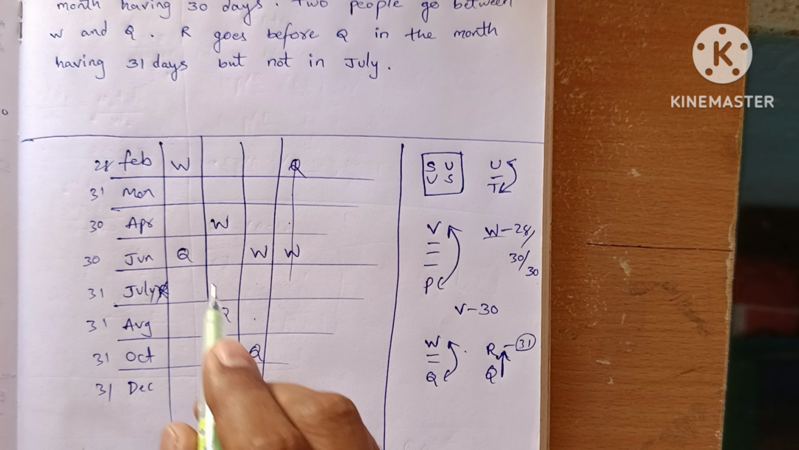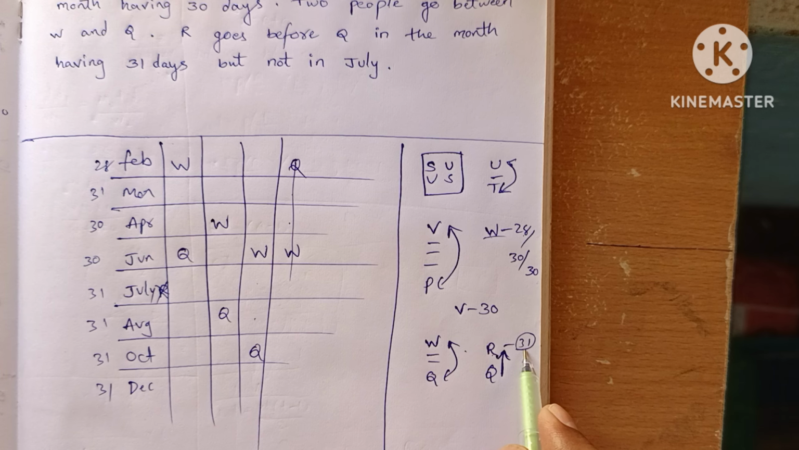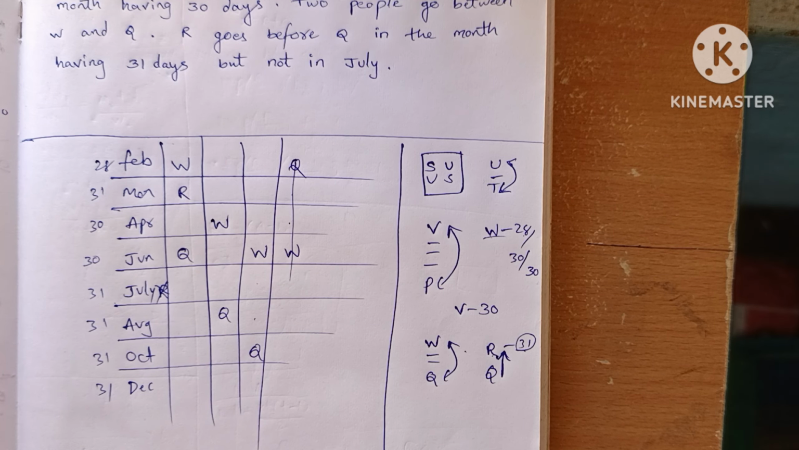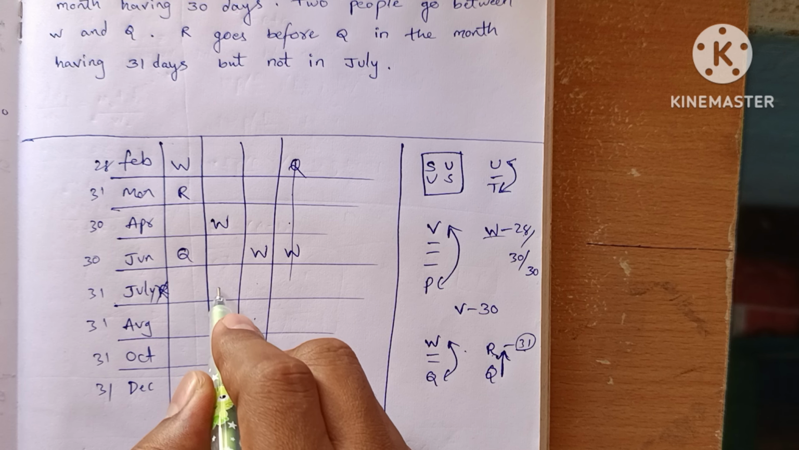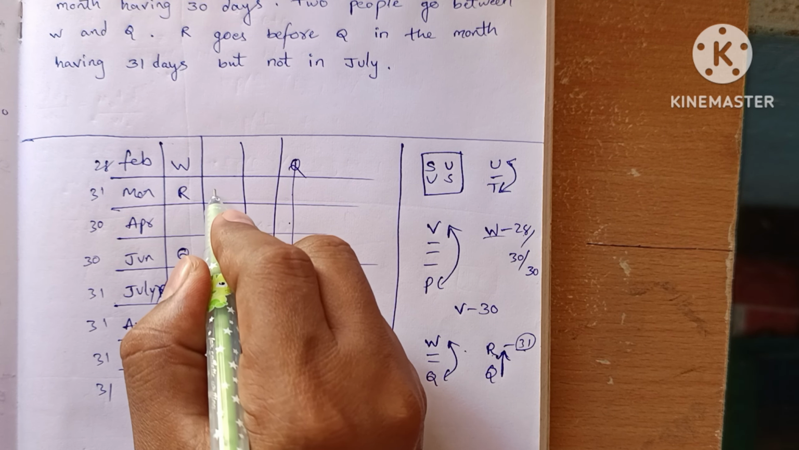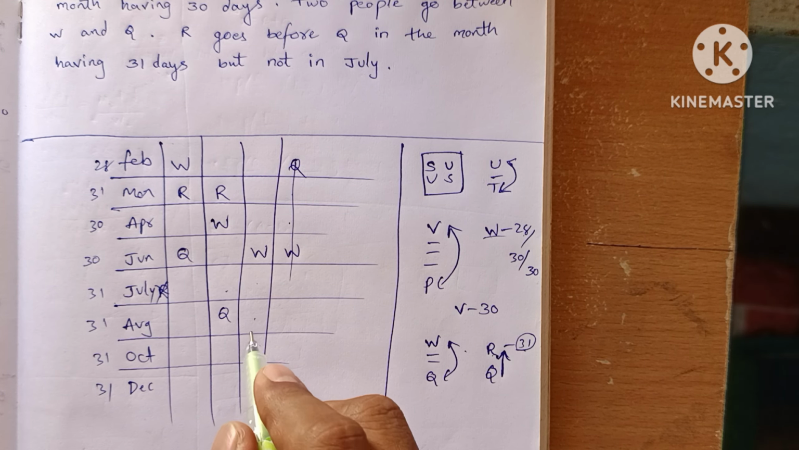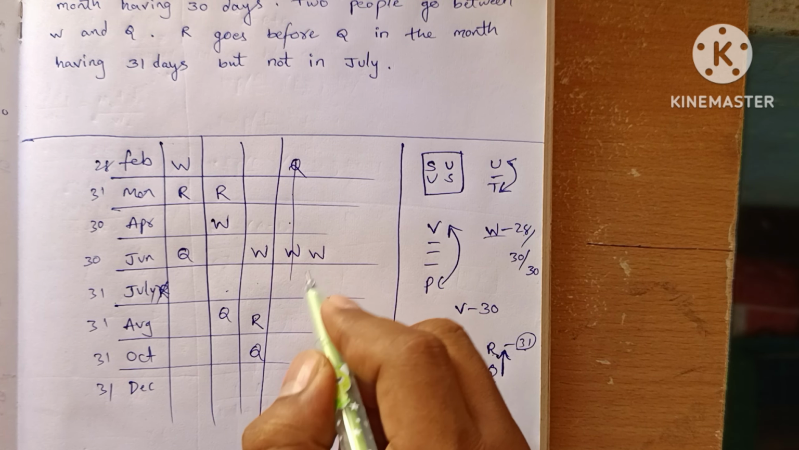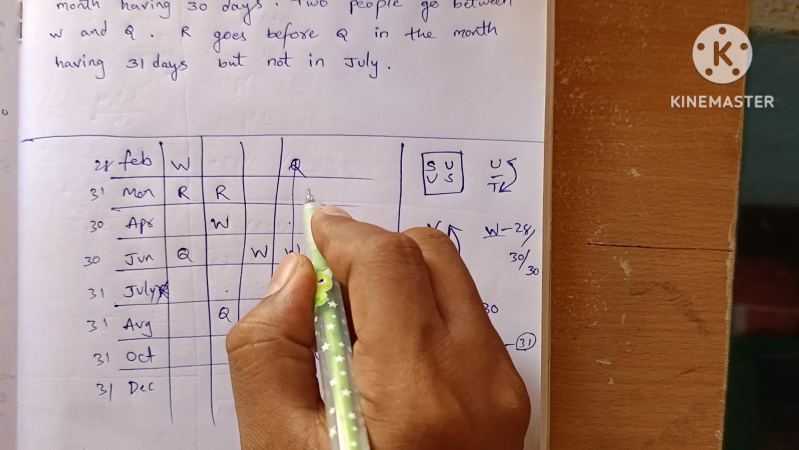Now R is above Q and 31 days. R is above Q here. 31 days, R is above Q but not in July. So it is a place. R is above Q means either here or another possibility will be here.